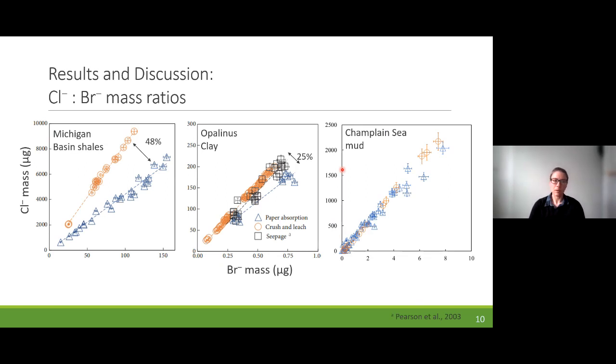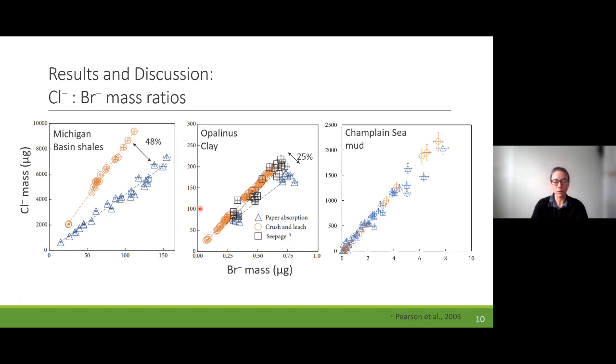Now, looking at our results, I will focus here on chloride-bromide mass ratios, sticking to solute masses, because when extracting waters from the Michigan Basin shales and opalinaceous clays, the paper absorption method was in its early stages of development, and we could only report solute masses. Also focusing on chloride and bromide only, because chloride and bromide are considered to be conservative natural tracers, which means that the chloride-bromide ratios reported by different methods should compare well to each other.